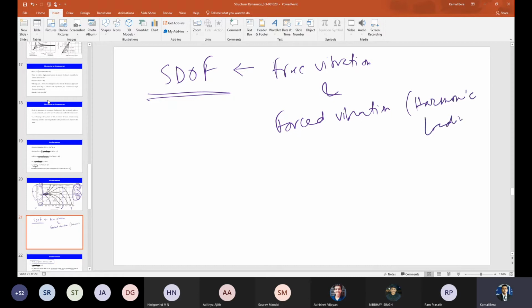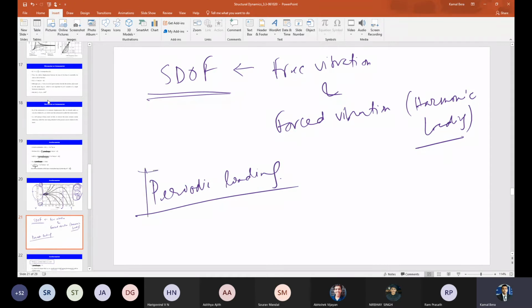Harmonic loading. Okay. Now we'll start with the periodic loading. I will discuss that briefly, and then we'll discuss the general type of loading, an arbitrary one like a pulse loading or any other arbitrary loading, and how to handle that. Periodic loading means it is repeating after a certain interval, but it is not just a sine function or just a cosine function.